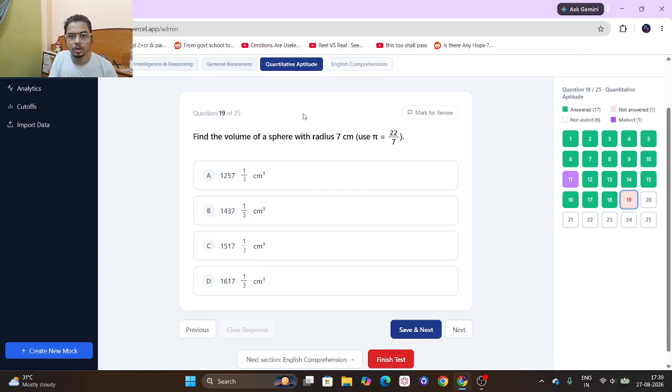Next, find the volume of the sphere with radius 7 centimeter. 4 by 3 pi r cube. 4 by 3 pi is 22 by 7, r cube 343.